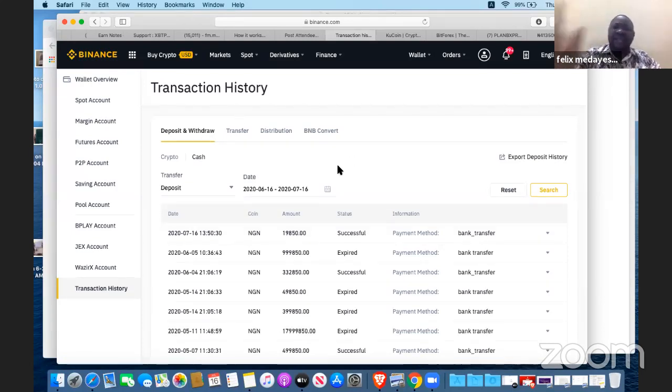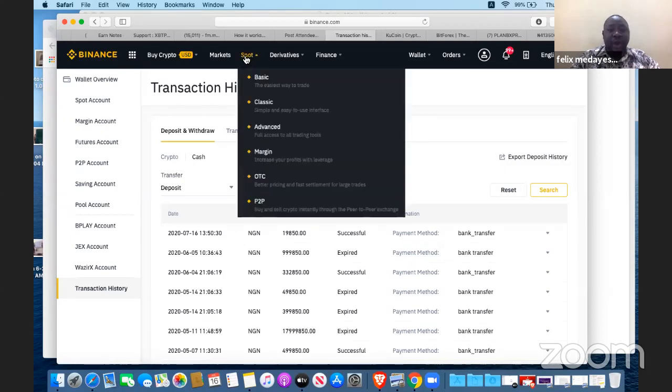Fantastic. Please write down this step. Step 1, the money is in my account. Click on spot, the process of trading, buying and selling procedure. Step 1, having funded your account. Step 1, click on spot. Step 2, click on advance.